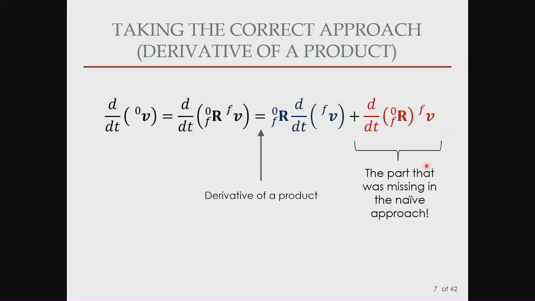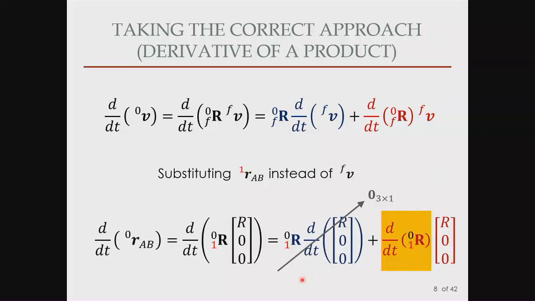So let's look at how these things work out. This is what we did here. In the previous example, R00 was RAB in frame 1, so the derivative component by component is just all zeros. So it's lost. And R00 is the vector we are trying to take the derivative of, in frame 1. And this part should be the component by component derivative of the rotation matrix from 1 to 0.